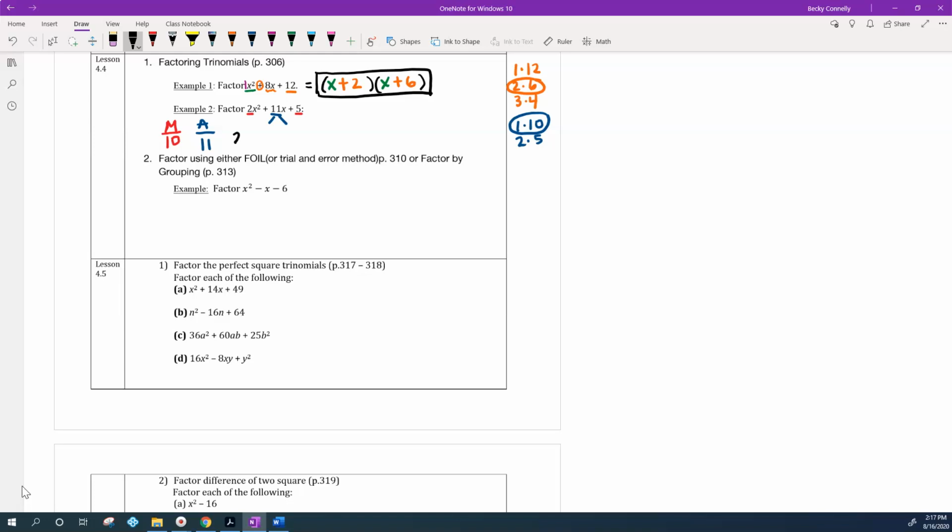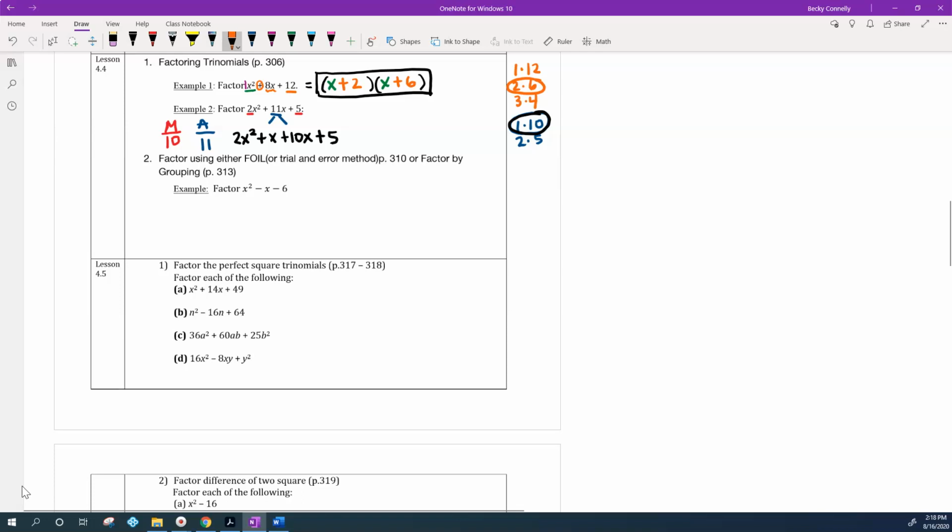So my 2x squared stays the same. My 11x is going to change to a plus 1x and plus 10x, right? Because that's what I decided over here. Multiplies to be 10, adds to be 11, right? And then plus 5. Okay, then here, since now it's a 4-term polynomial, I can actually just do the factor by grouping that I did on the last video, right? So in 4.3, we talked about that.